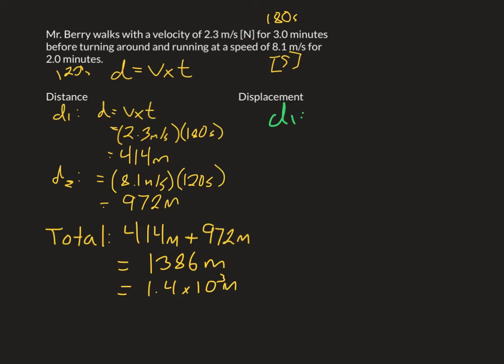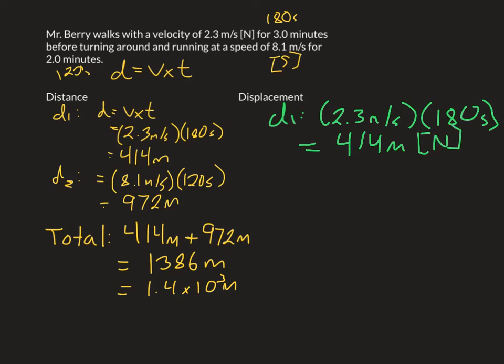So we're going to go 2.3 meters per second times 180 seconds. And because I'm so good at math, I'm not even going to put this in my calculator. I happen to know just off the top of my head that the answer is 414 meters north. Same thing for distance number 2, or displacement number 2.